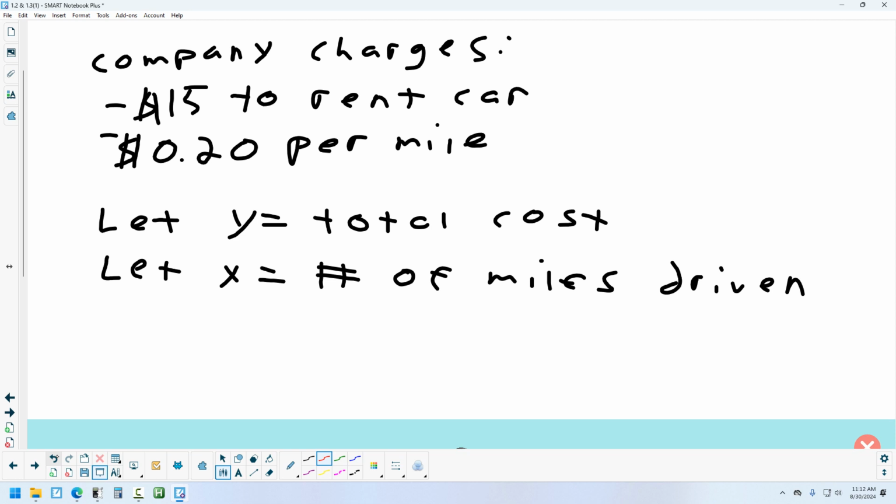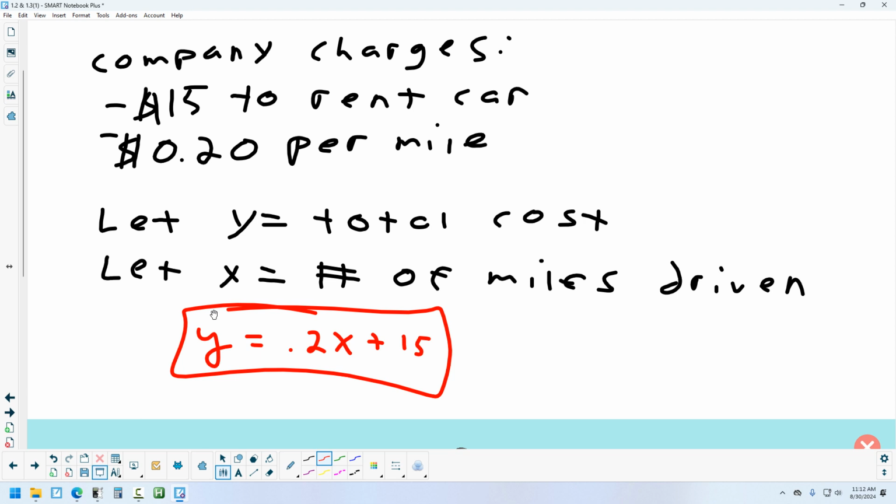All right. So starting with y equals, anyone think they could give me an equation that would represent this situation? Yeah, Jake? 0.2x plus 15. Yeah, 0.2x plus 15. So that's the equation that represents our problem. Questions on that?